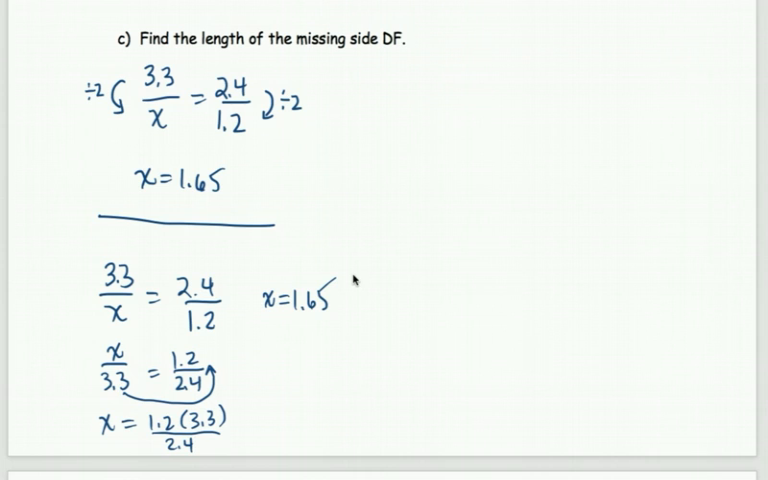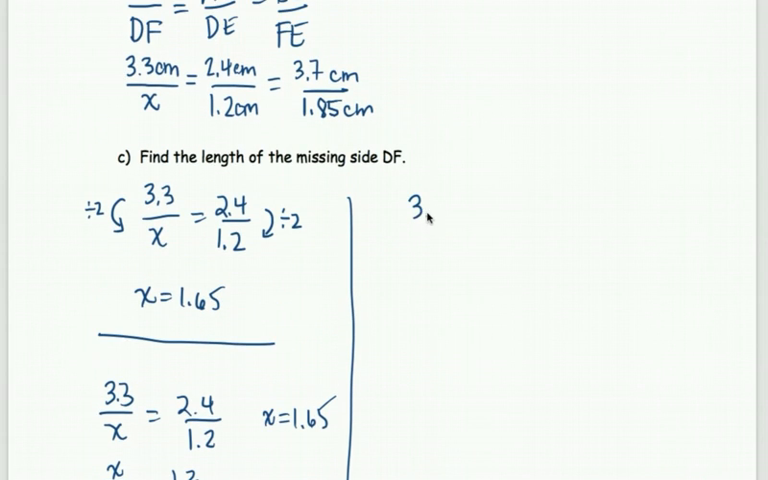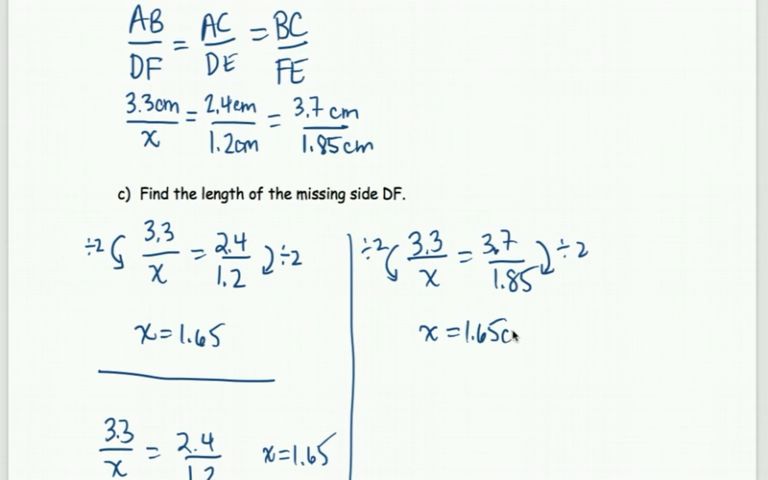So now that we've seen that with this pair, you can also make the same relationship with the other pair that we knew. We also knew the BC to FE relationship too. So if you divide 3.7 by 1.85, you'll get 2. So again, to go from here to here, I'm dividing by 2. So to go from here to here, I divide this by 2. So x is still 1.65. Okay, and then write your units, centimeters.